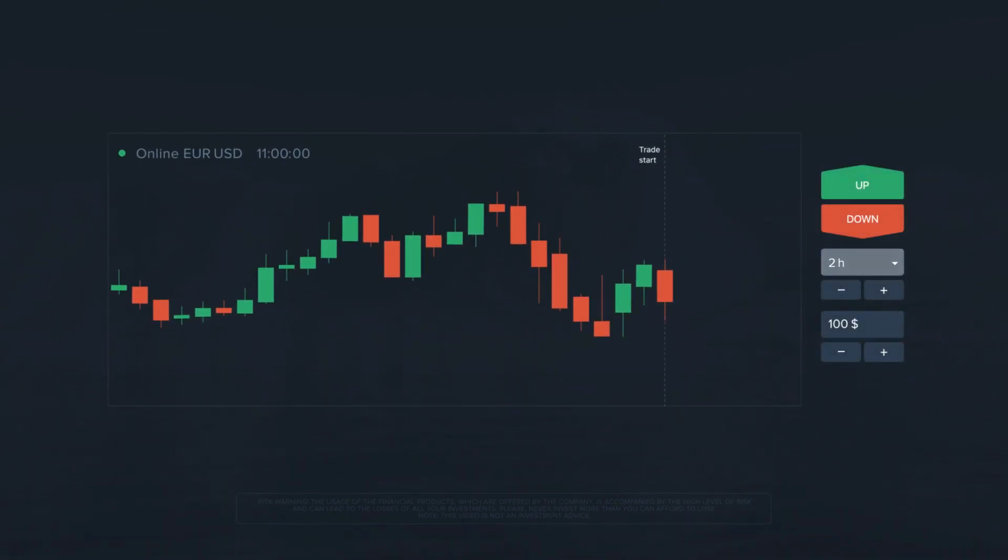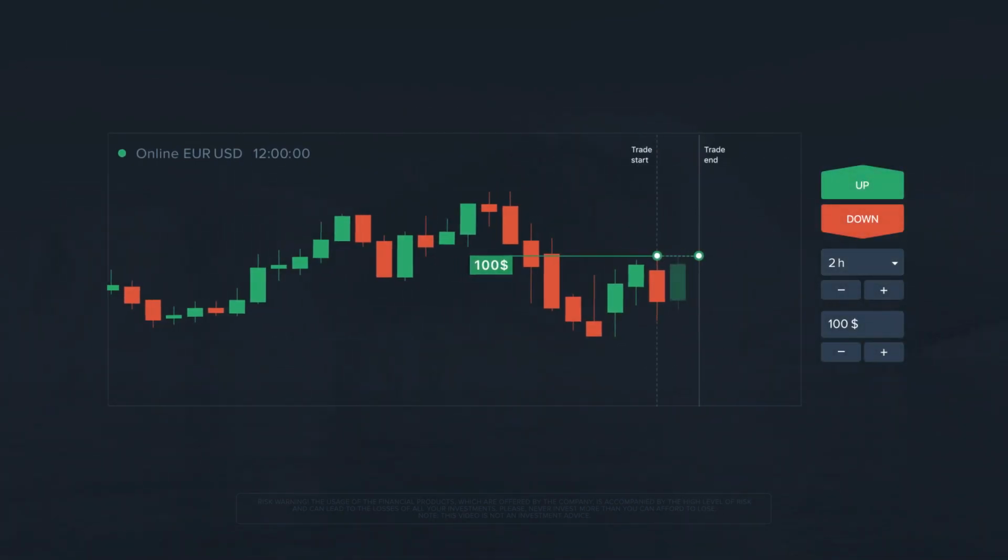Set a trade time of 2 hours. Wait for the option to expire and take your income.